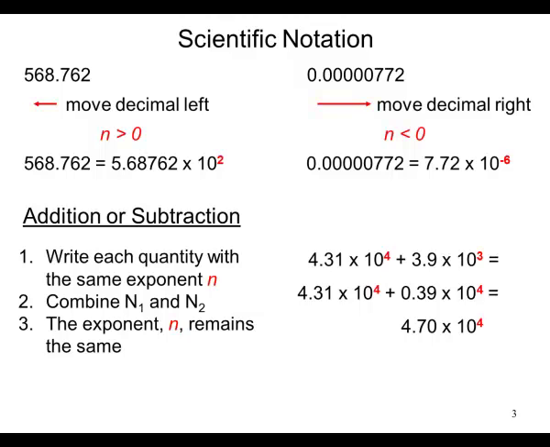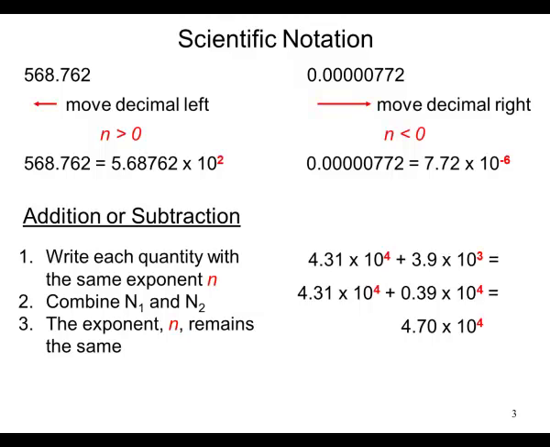568.762 can be written as 5.68762 times 10 squared. What has been done is the decimal was moved 2 places to the left. For the number 0.0000772, the decimal point was moved to the right 6 places, and it becomes 7.72 times 10 to the negative 6.